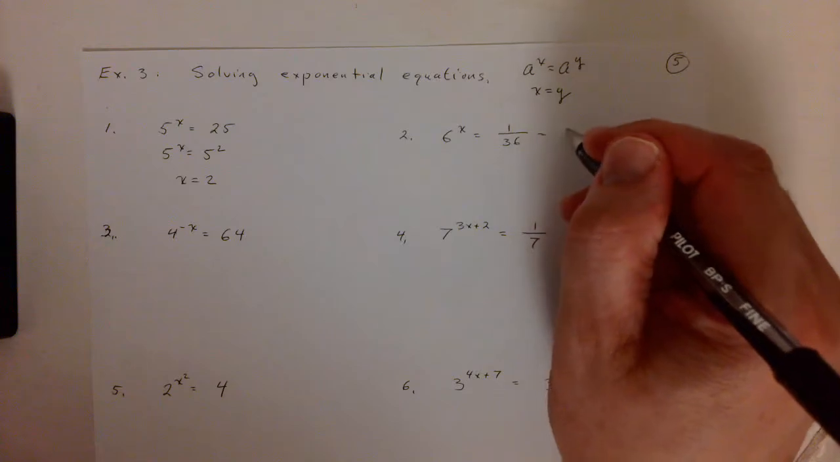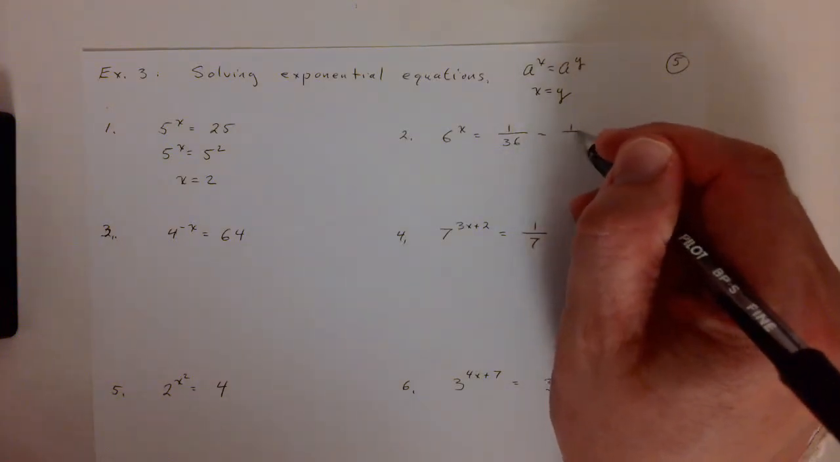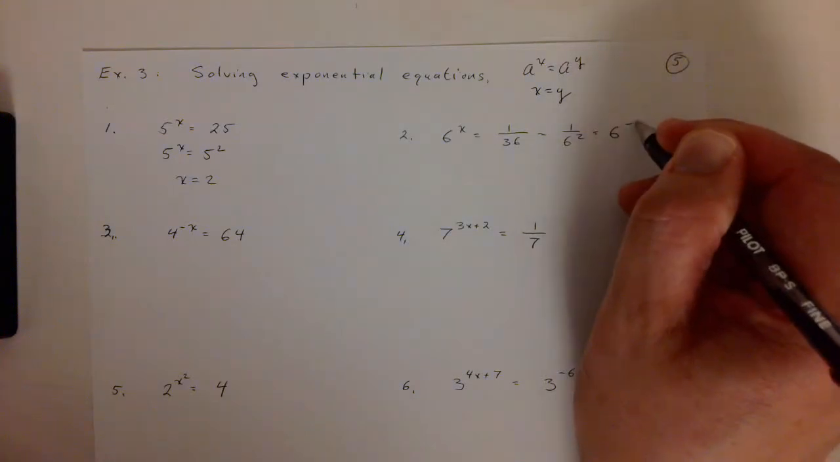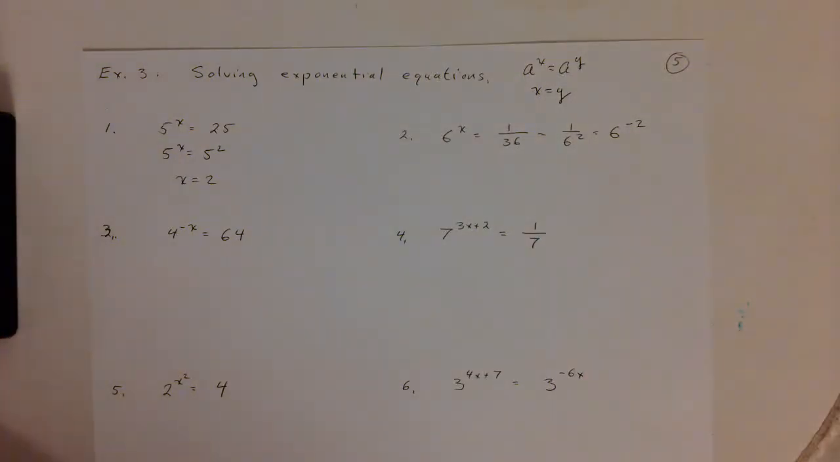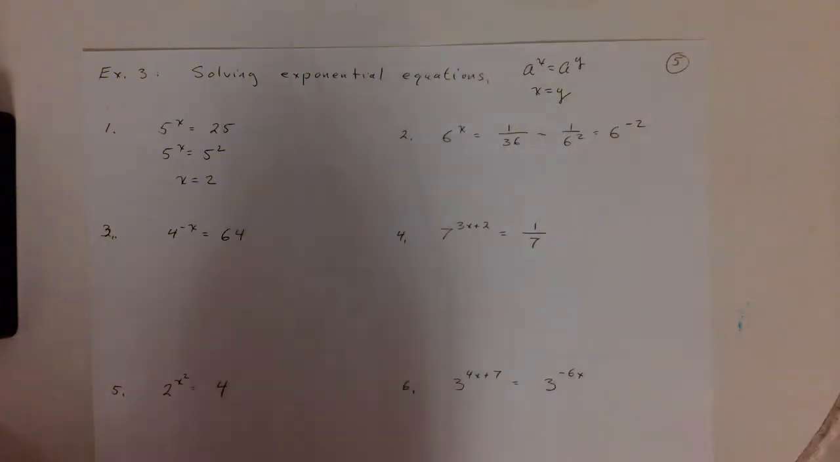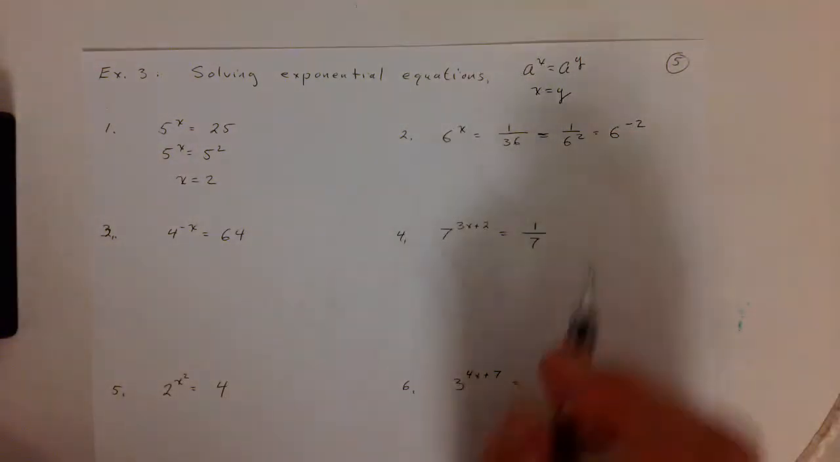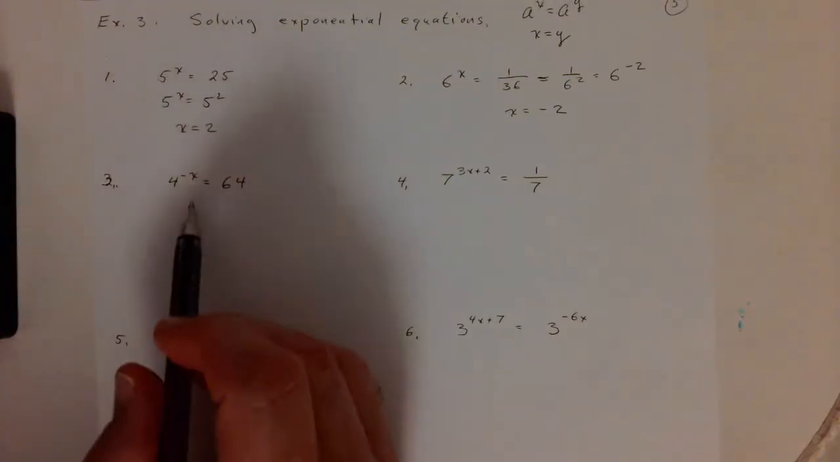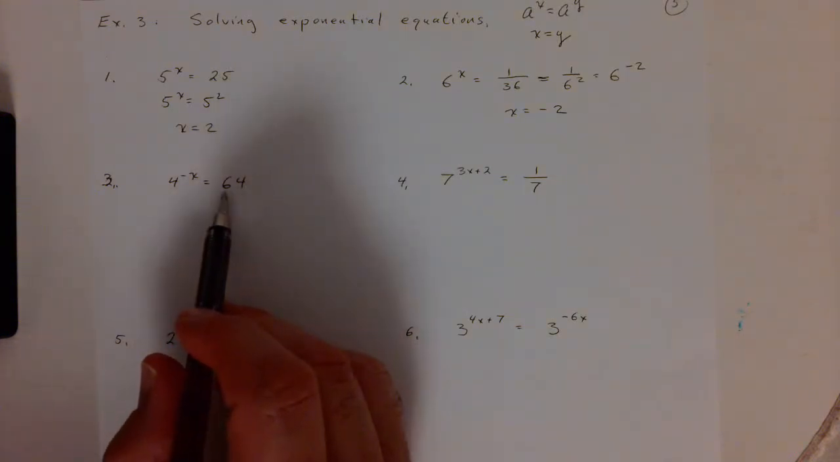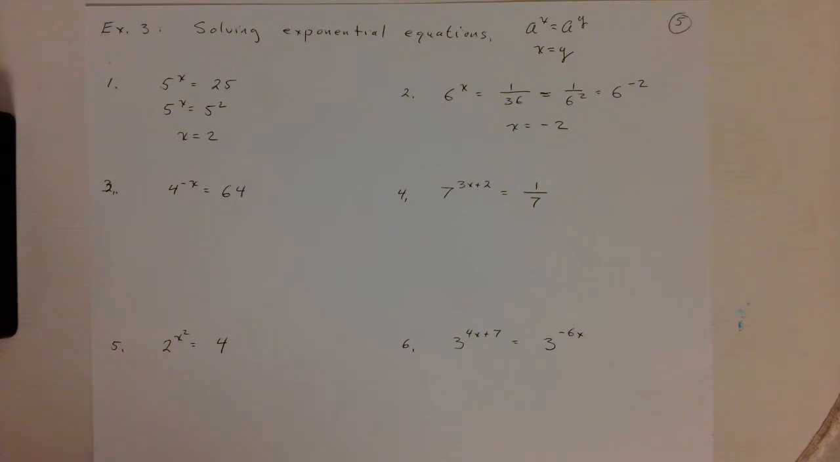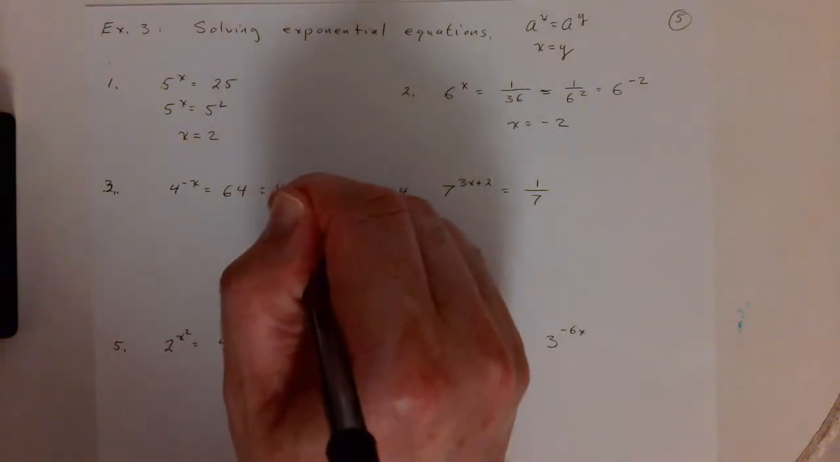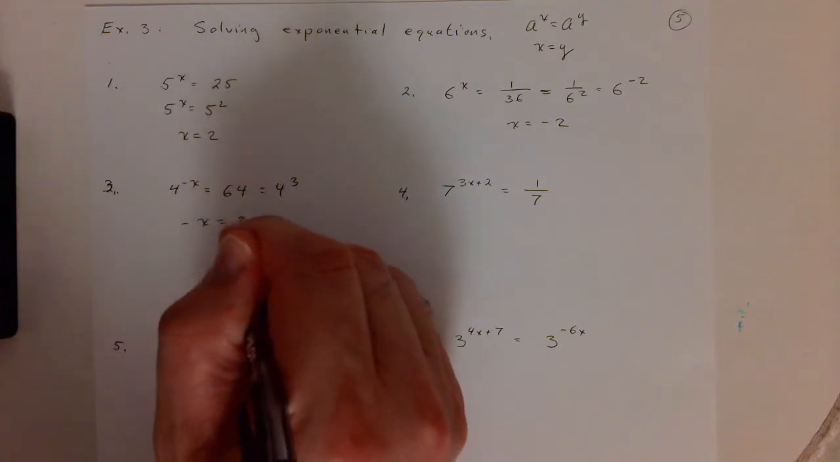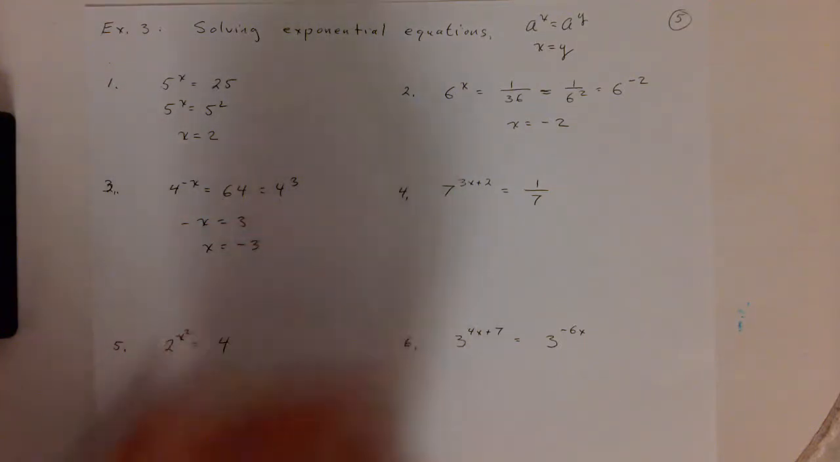36, we can write this as 1 over 6 squared, which is the same thing as 6 to the minus 2. So 6 to the x equals 6 to the minus 2. There we go. And so x has to be minus 2. 4 to the minus x equals 64. Is 64 a power of 4? Well, if you think about it, or if you take out your calculator, you can see that 4 times 4 is 16. 16 times 4 is 64. So this is actually 4 cubed. So we get minus x equals 3. So x is going to be minus 3.